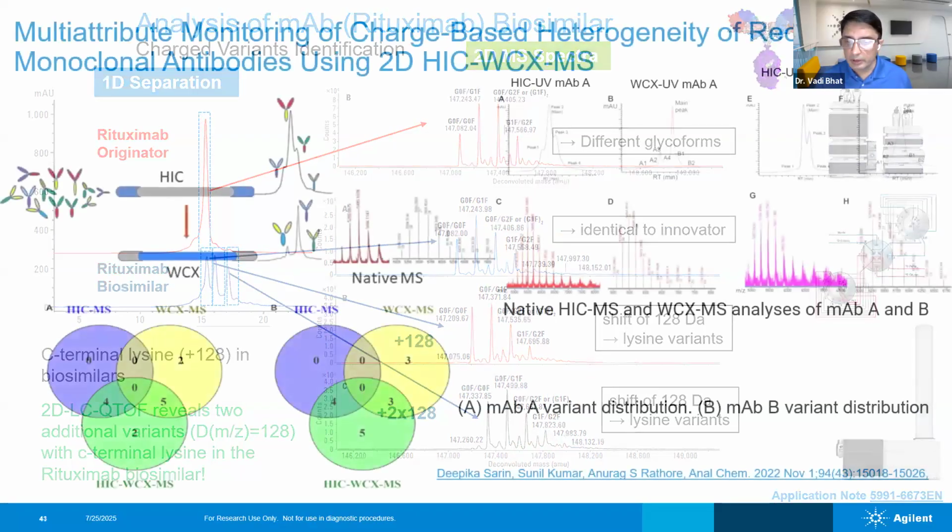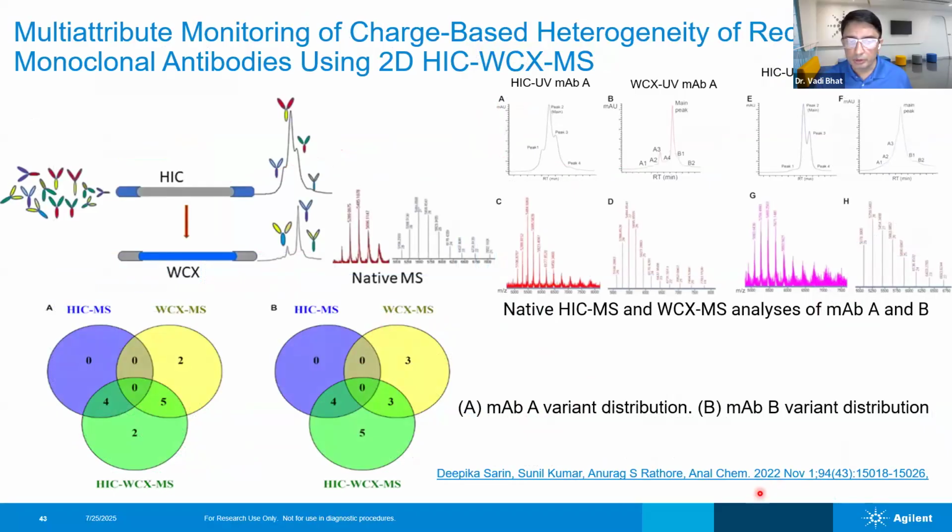Now, there is a nice publication from IIT Delhi, published in 2022, combining hydrophobic interaction along with ion exchange, so that they have done two types of separation. First dimension hydrophobic interaction, second dimension ion exchange chromatography, followed by native mass spectrometry in this case. This is not reduced, it's a non-denaturing condition. It's native mass spectrometry.